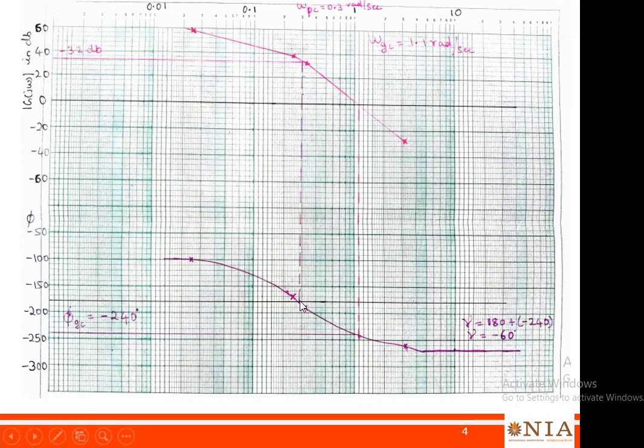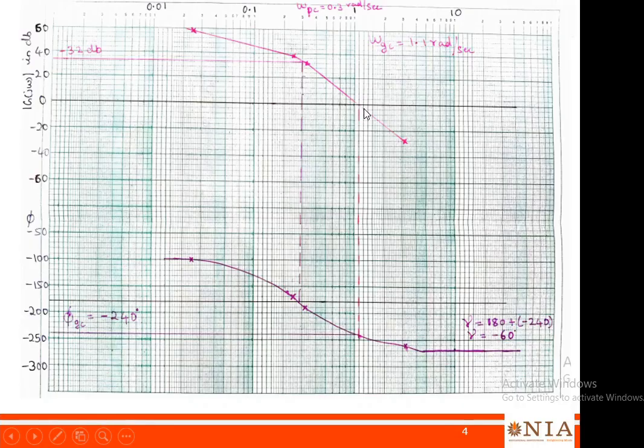Okay, so for gain margin, from this omega PC, the magnitude corresponding to omega PC. Am I right? So the magnitude corresponding to 0.3 radians per second is nothing but minus 32 dB. Since I have already drawn the line here, it is minus 32 dB. The violet color line is nothing but the frequency 0.3 radians per second. So gain margin is minus of minus 32 dB, that is 32 dB. Gain margin is 32 dB for this problem.